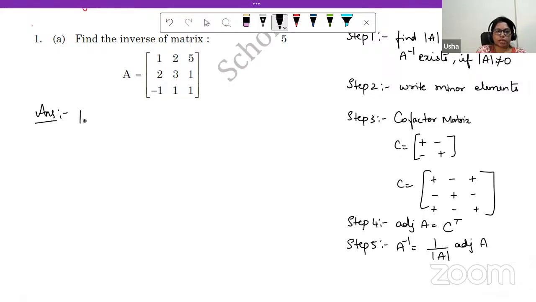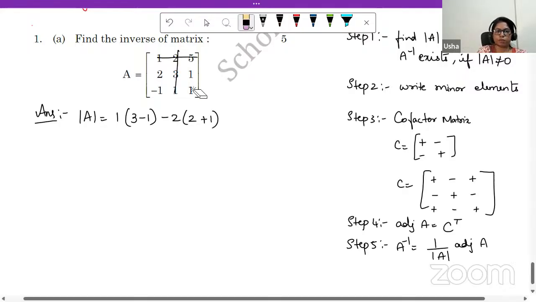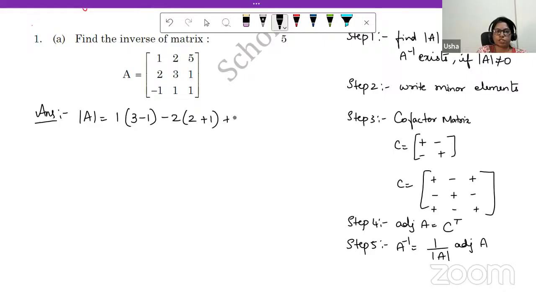A is given here. I'll directly write the determinant of A. It is 1 into, leaving this row and column, 3 into 1 minus 1 into 1, so 3 minus 1. Minus 2 into, leaving this row and this column, 2 into 1 minus 1 into minus 1 is minus 1, so it becomes plus 1. Next, plus 5 into, leaving this row and this column, 2 into 1 minus 3 into minus 1 is minus 3, so it becomes plus 3.